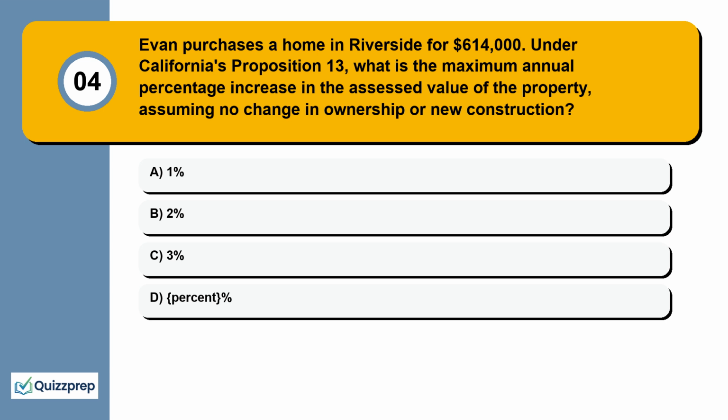Question 4. Evan purchases a home in Riverside for $614,000. Under California's Proposition 13, what is the maximum annual percentage increase in the assessed value of the property, assuming no change in ownership or new construction? 1%, 2%, 3%, 5 percent.